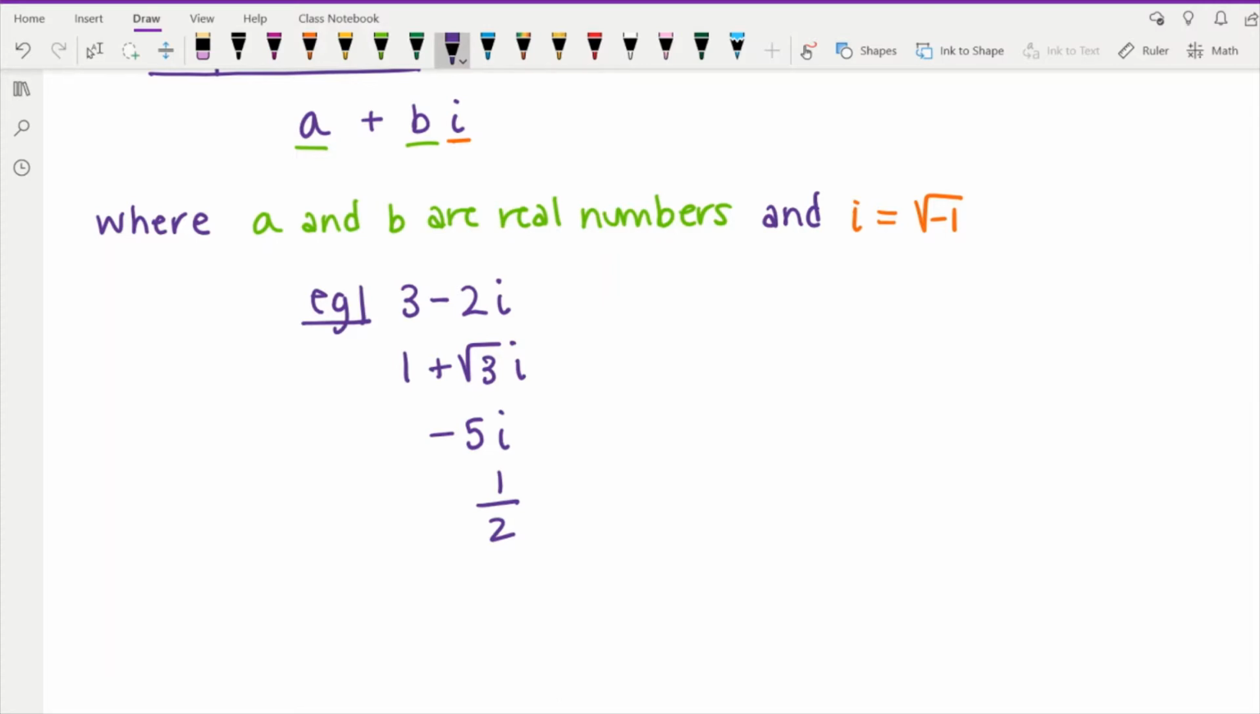Another designation that I'll sometimes be using in this video is that, because real numbers are also considered complex, I'm going to designate that 1/2 is a real number. And then I would call the rest of these non-real numbers. So when I say a complex number, that really can mean any type of number. And so I'll sometimes say real and non-real to differentiate between what we're talking about.